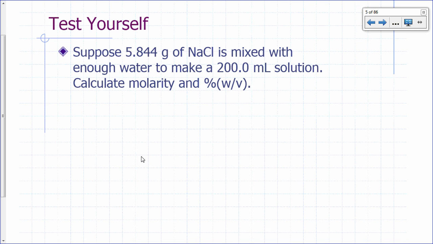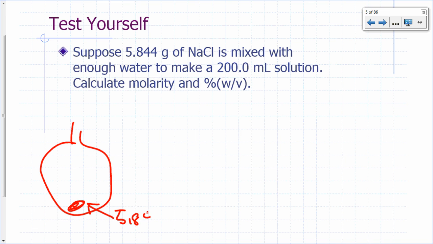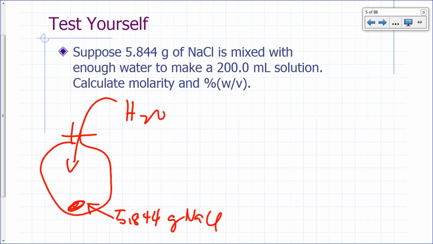So let's apply these definitions to some simple examples. Let's say you have 5.844 grams of sodium chloride. You mix it with enough water to make a 200 mL solution. Imagine you have a flask. You put 5.844 grams of sodium chloride in, and then you add enough water to bring it up to a total volume of 200 mL. What is the molarity? Let's look at the defining equation.